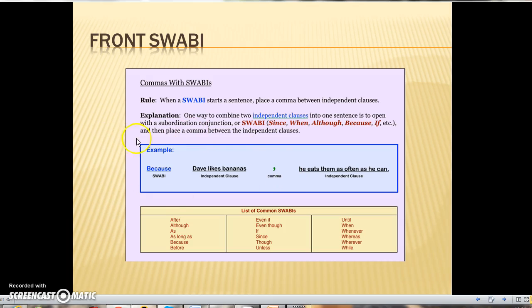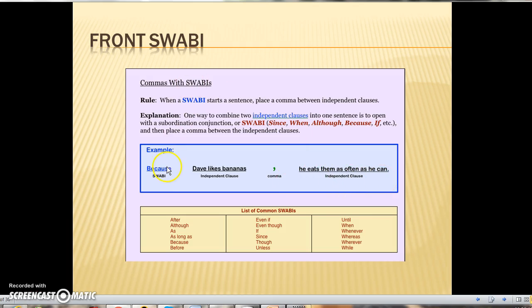The way NoRedInk likes to explain it is that it still combines two independent clauses. I wouldn't explain it like that. I would say this was our dependent clause. So, because Dave likes bananas, there's our dependent clause. It contains a subordinating conjunction. But remember, a dependent clause always leans on an independent clause, right? He eats them as often as he can. Because Dave likes bananas, he eats them as often as he can.